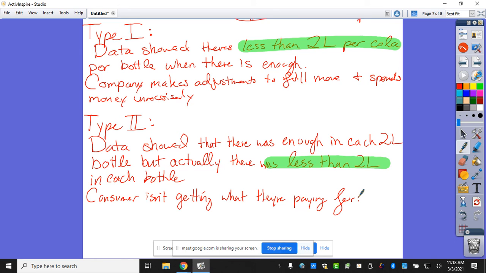In this situation, a lot of times with the consequences I'll ask which one is worse. It depends on who you're asking about. So which one would be worse for the company here? This one, because they're losing money. Which one would be worse for the consumer?